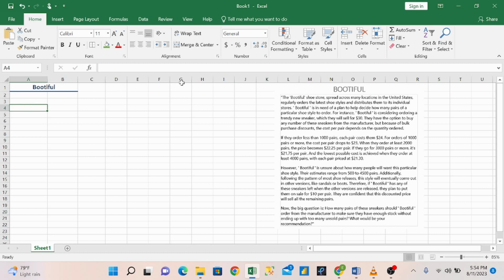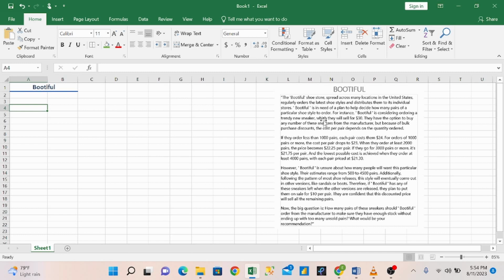Okay, Bootiful. The Bootiful shoe store, spread across many locations in the United States, regularly orders the latest shoe styles and distributes them to its individual stores. Bootiful is in need of a plan to help decide how many pairs of a particular shoe style to order. So they want to know the appropriate amount of shoes to order. For instance, Bootiful is considering ordering a trendy new sneaker, which they will sell for $30.